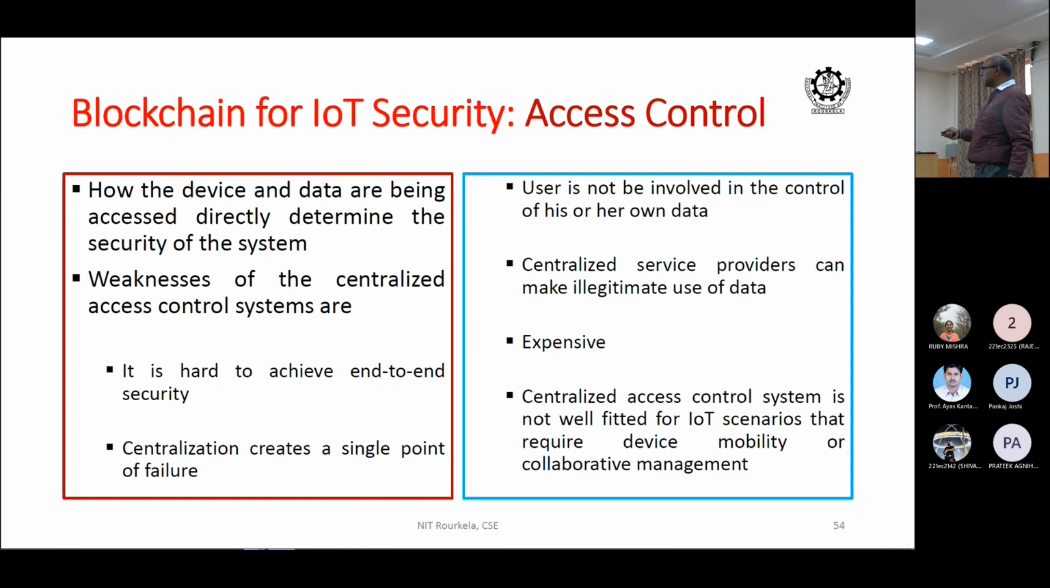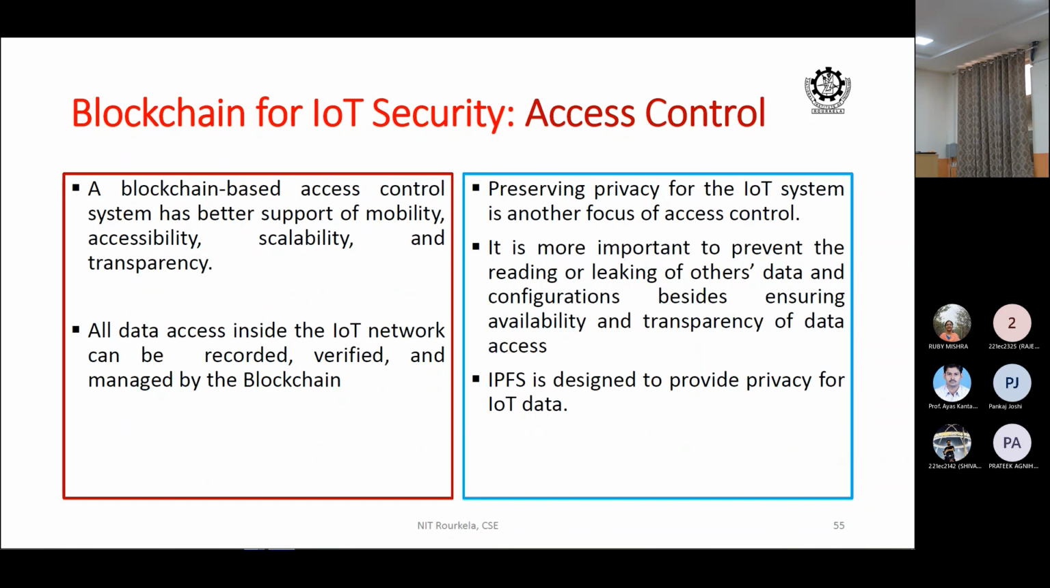The central access system is not suited for IoT scenarios requiring device mobility or collaborative management. If a device is mobile, the central system may fail to provide security. Now let's look at what the blockchain can do. A blockchain-based access control has better support for mobility, accessibility, scalability, and transparency.